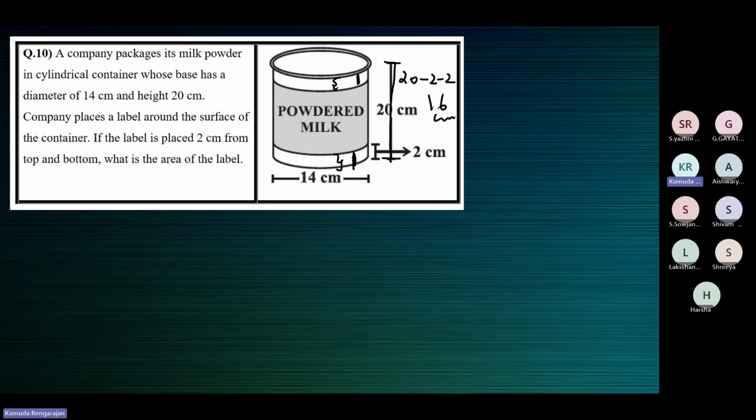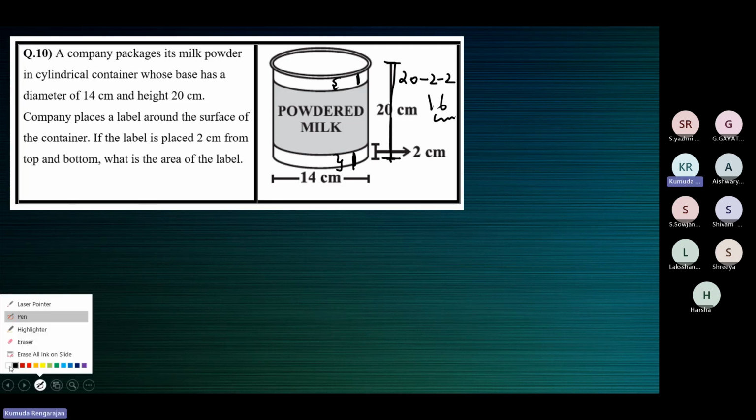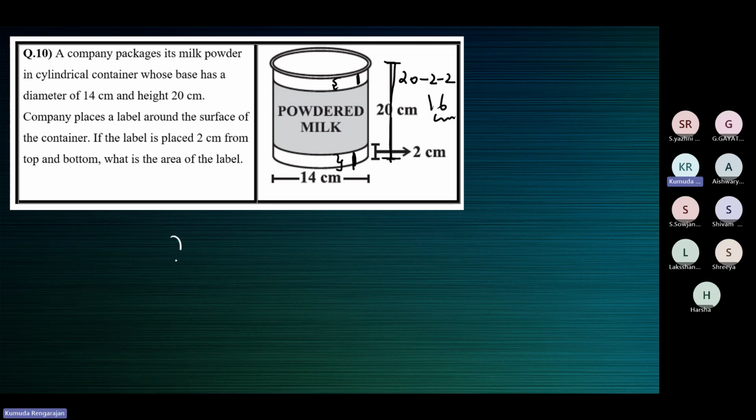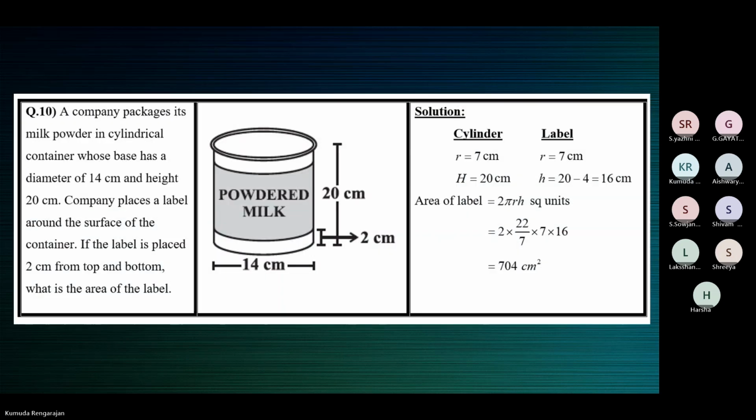So you have to find the area of the label. To find the area of the label, you should use the CSA formula, 2 pi RH, where R is 7 and H is 16. So that will be the area of the label.